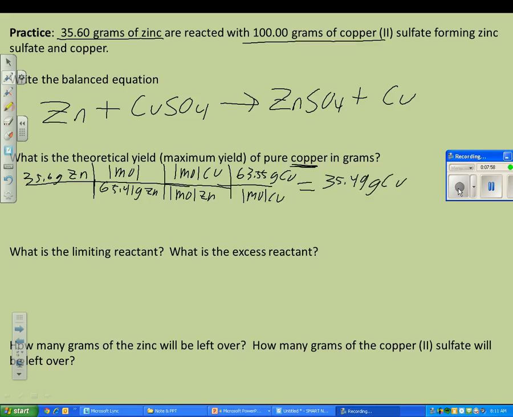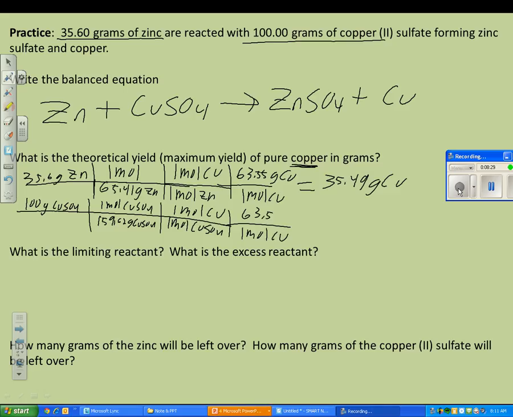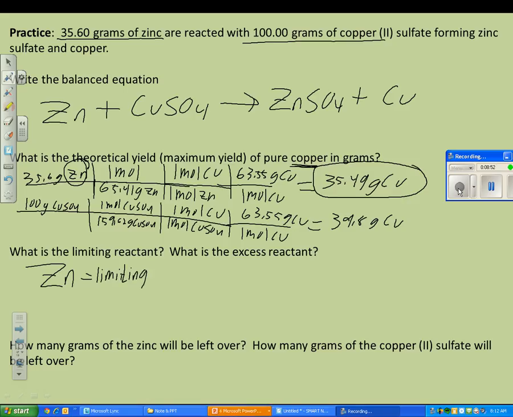We got 2 givens, so we got to go with 100 grams of copper 2 sulfate and end with pure copper. So convert to moles using molar mass. Mole ratio is 1 for everything in this problem. Then convert to mass. And that gives us 39.8 grams of copper. So what is the limiting reactant? Well, our lowest answer is 35.49, and that was made by the reactant zinc. So zinc is limiting, which means the other one is excess. The other one is copper 2 sulfate.